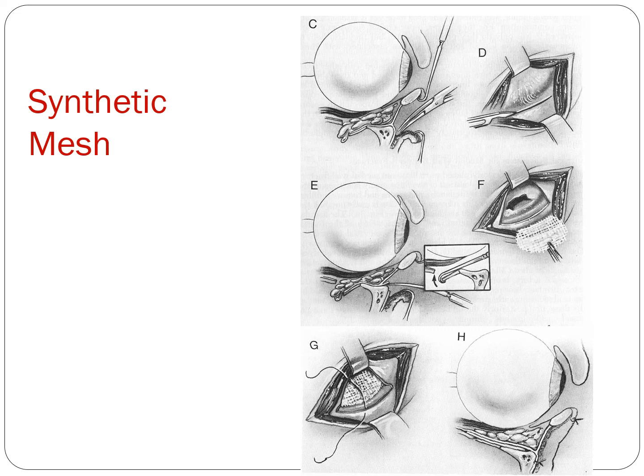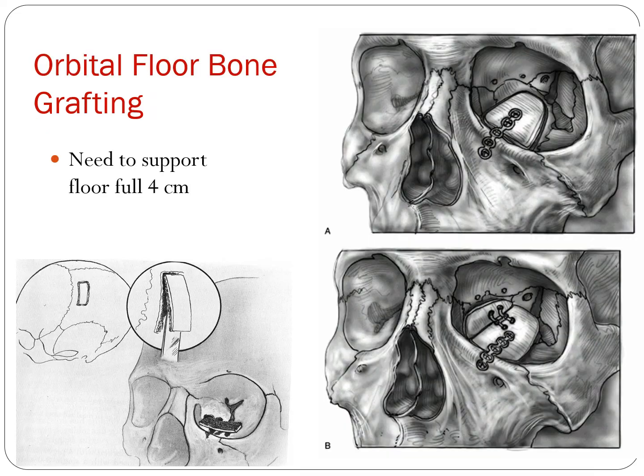The mesh is also available, and it's very thin. For the graft, the calvarial bone will be taken out. You can see in the picture the calvarial bone used to replace the orbital floor. This is the old technique, but now everybody is using titanium mesh or silicone.